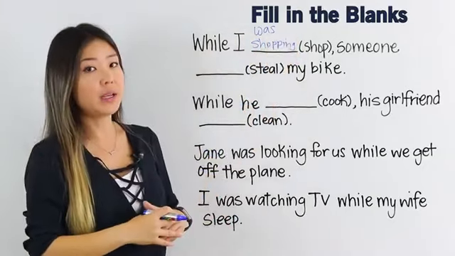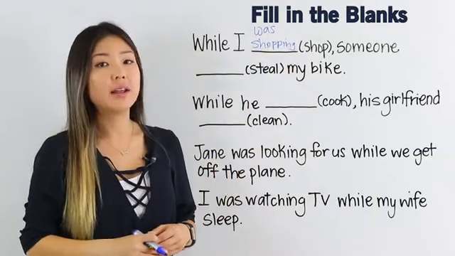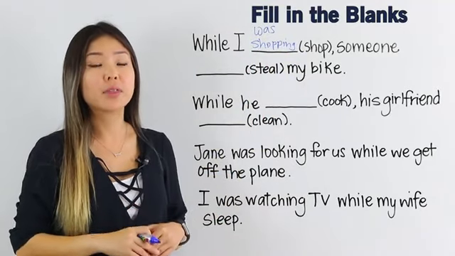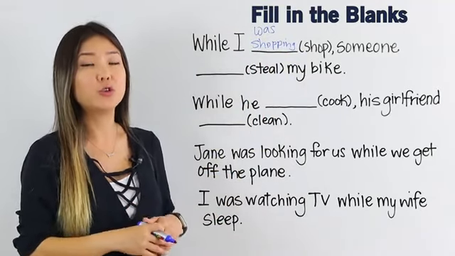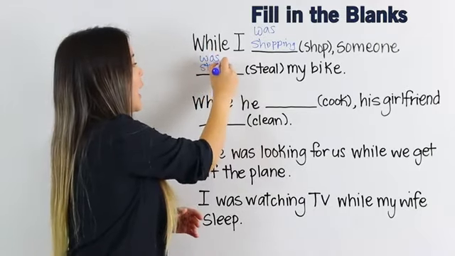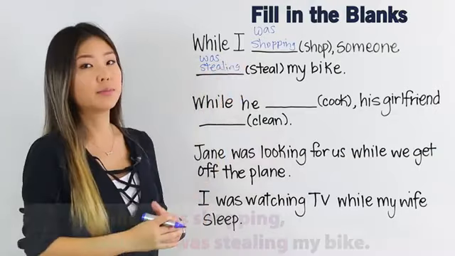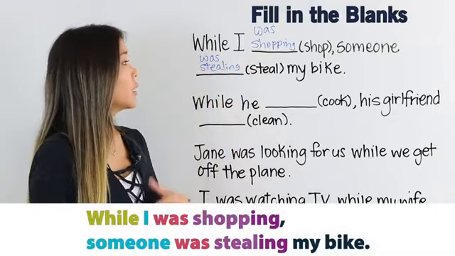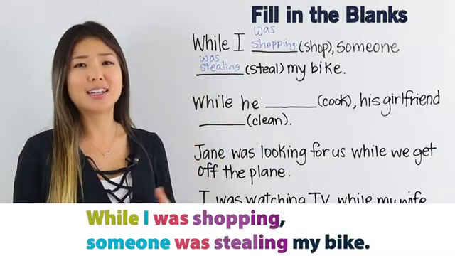While I was shopping, now someone can be a he or she. Therefore, again, we need to use was. And then the verb ing of steal. While I was shopping, someone was stealing my bike.